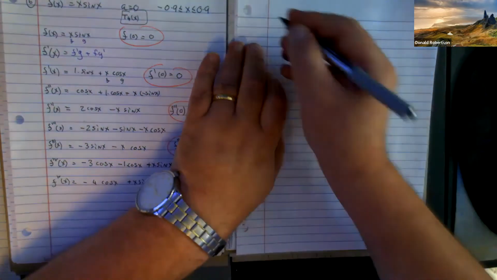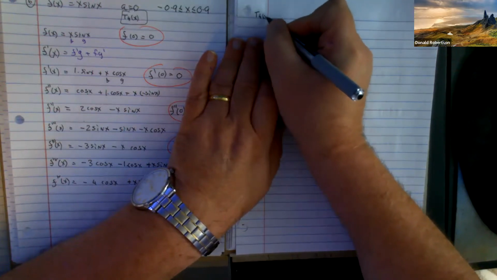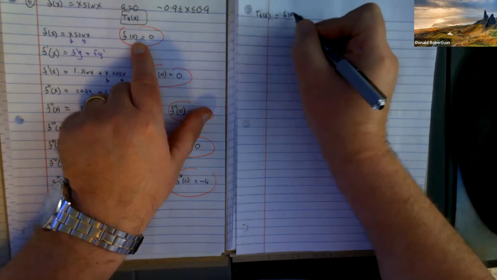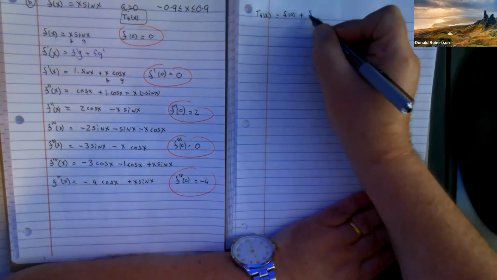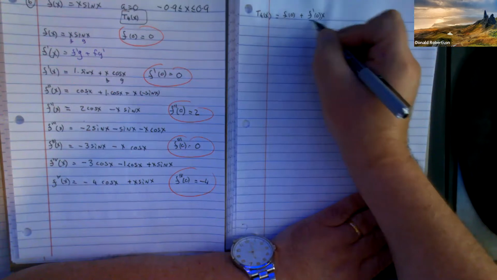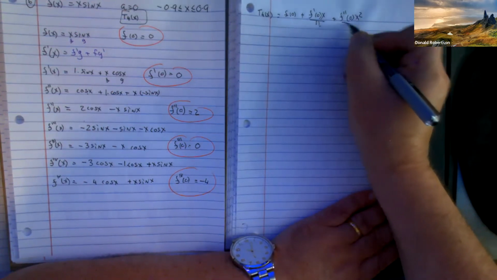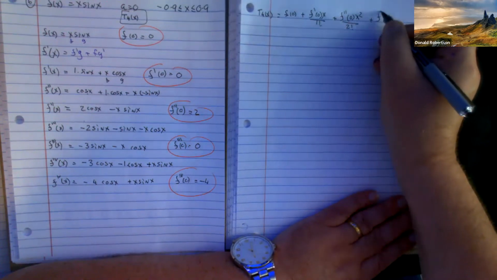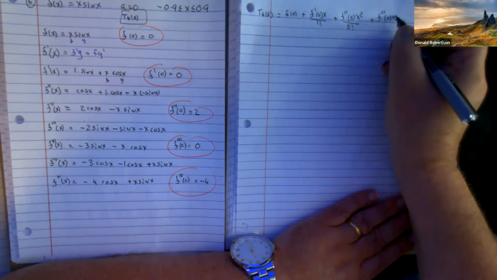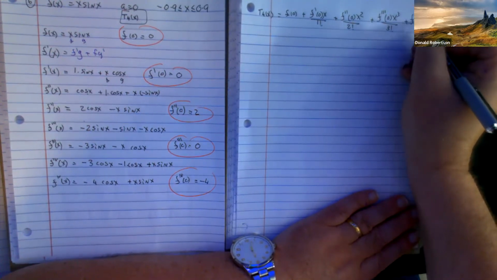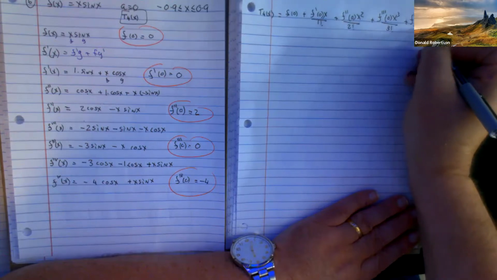So I'm now going to put them together to get T4 of x. It's going to be the value of the function at 0 plus the first derivative at 0 times x, second derivative at 0 times x squared, third derivative at 0 times x cubed. And lastly, fourth derivative at 0 times x to the 4.